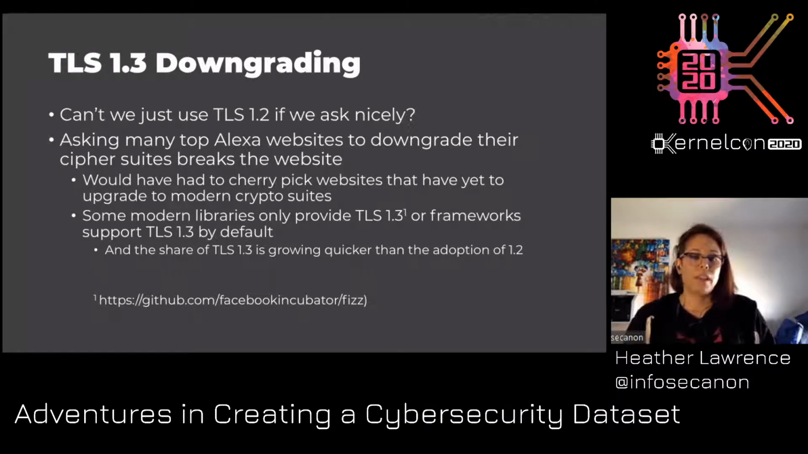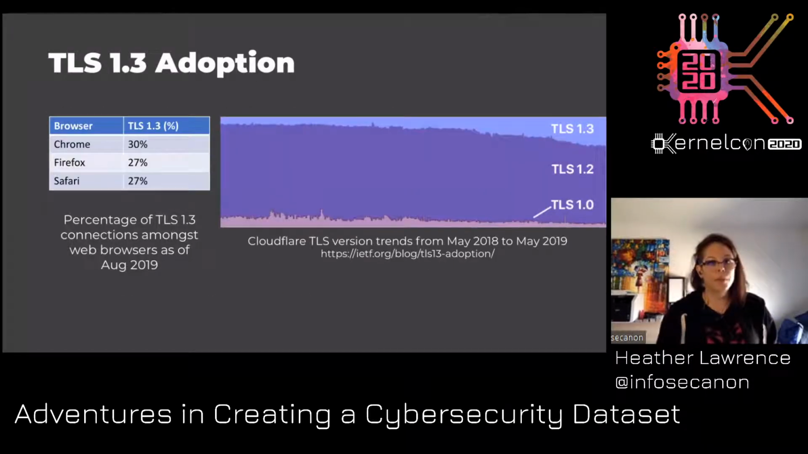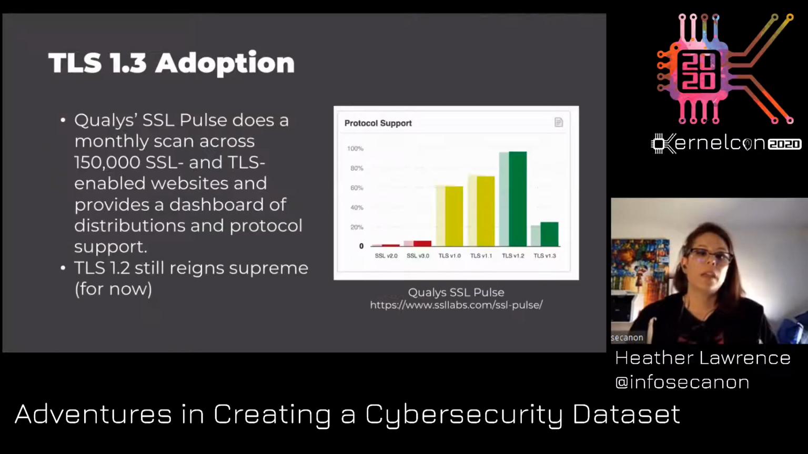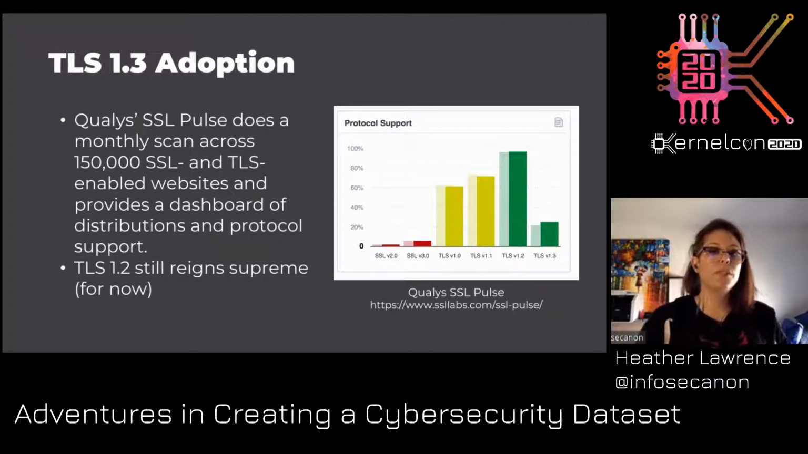And then modern libraries, some of them are only providing 1.3 by default. And the share of 1.3 is growing quicker than the adoption of 1.2. So this is a kind of a concern. TLS 1.3 adoption, if you are not aware, it's about 30% on Chrome as of August of last year. You can see on the right Cloudflare's TLS version trends from 2018 to 2019, and it's still mostly 1.2. And then if you use Qualys's SSL Pulse, you'll see that it is mostly still 1.2 that is supported, but 1.3 is growing.